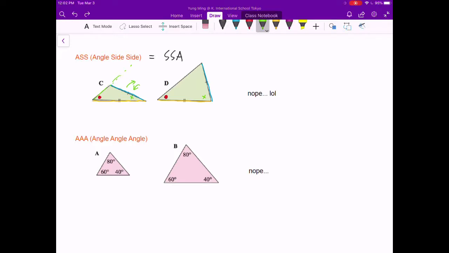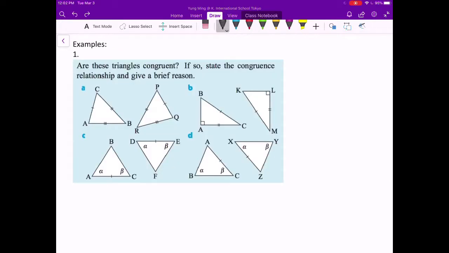The next case is AAA. We talked about that already. If you only have three angles being the same, you can magnify it and minimize it to see many different kinds of triangles. So in this case, we also don't guarantee congruence. Okay, one example: are these triangles congruent? Give it a try. Give yourself a few seconds. Pause the video, and whenever you're ready, we can move on.